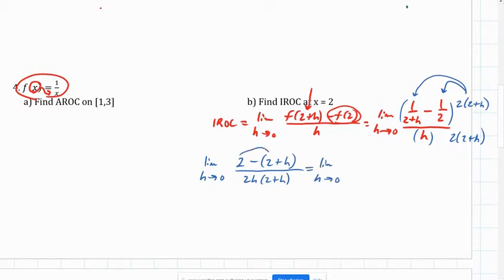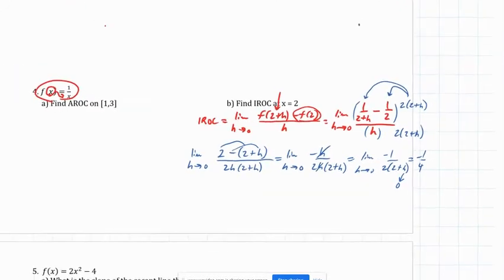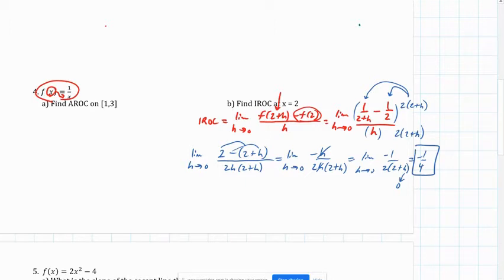So here 2 minus 2 becomes 0, minus h, so we just get negative h on top, and 2h times 2 plus h in the bottom. These h's cancel, leaving us with just a 1 on the top. And so that is negative 1 over 2 plus h. And h is approaching 0, so we just end up with negative 1/4. So the instantaneous rate of change of this curve at x equals 2 is negative 1/4.